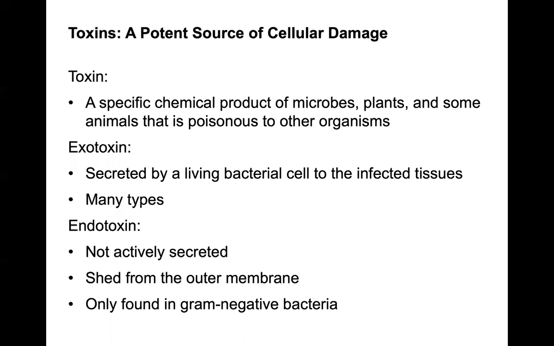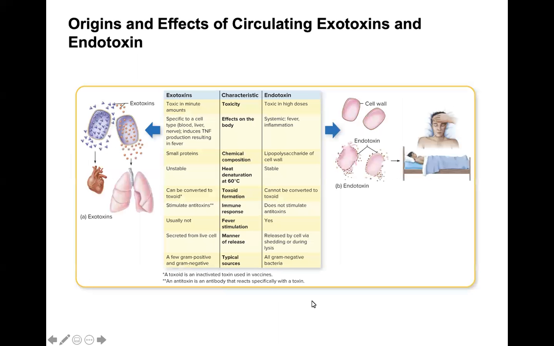We also have toxins. Toxins are a potent source of cellular damage. A toxin is a specific chemical product of microbes, plants, and some animals that is poisonous to other organisms. You have exotoxins. These are secreted by a living bacterial cell to infected tissues, and there are many types of those. And then you have endotoxins. They're not actively secreted. They only get released when you cause lysis of the cell wall, and we typically find those in our gram-negative bacteria.